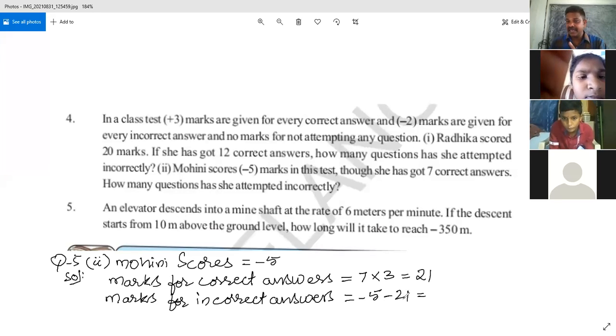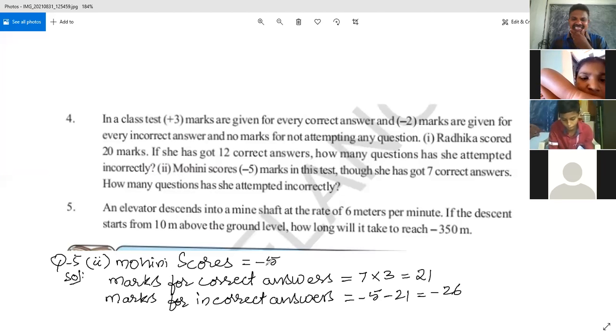So this we have already done, addition of two positive and negative integers, right? How to add two negative integers? Just add the numbers and give the negative symbol. So here -5 and -21 gives -26.